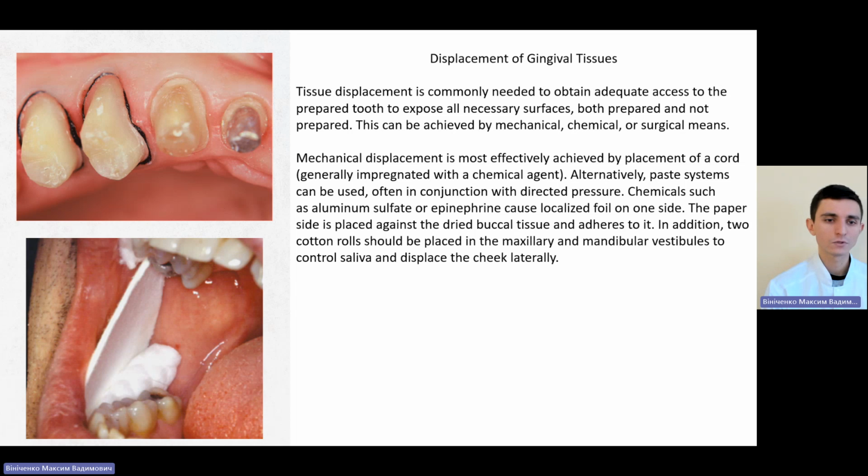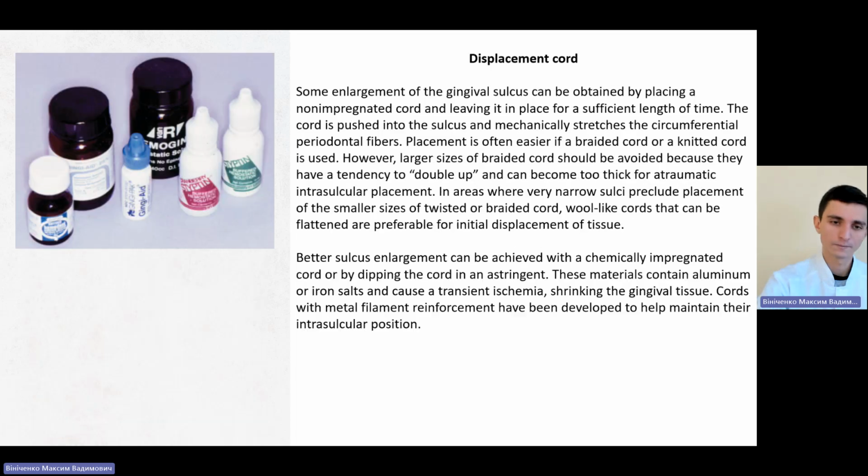Chemicals such as aluminium sulfate or epinephrine cause localized foil on one side. The paper side is placed against the dried buccal tissue and adheres to it. In addition, two cotton rolls should be placed in the maxillary and mandibular vestibules to control saliva and displace the cheek laterally.